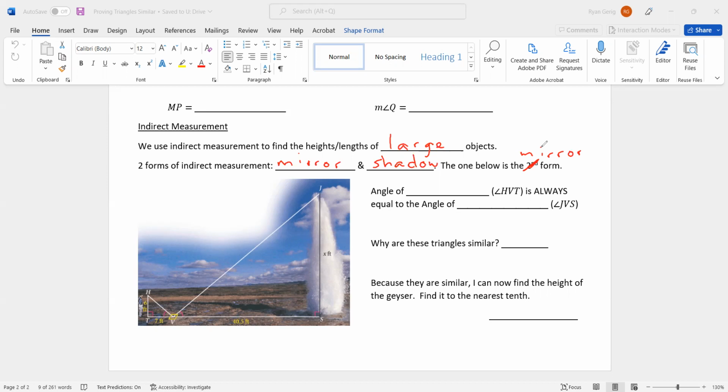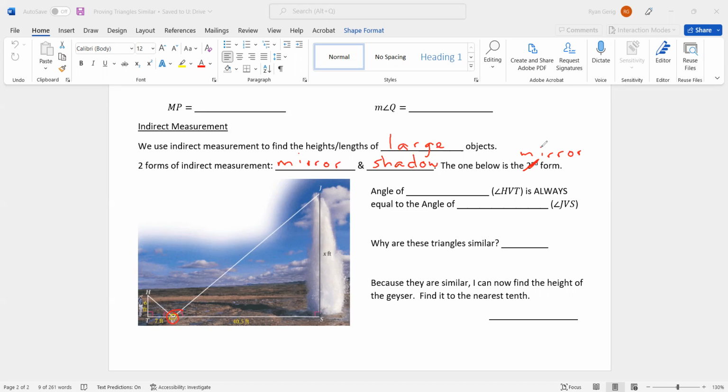Okay. What's happening is you place a mirror on the ground and you back up. See the person here? The person's backing up until he sees the top of the geyser in the mirror. All right, so that's where he's standing. And then you can measure how tall he is.